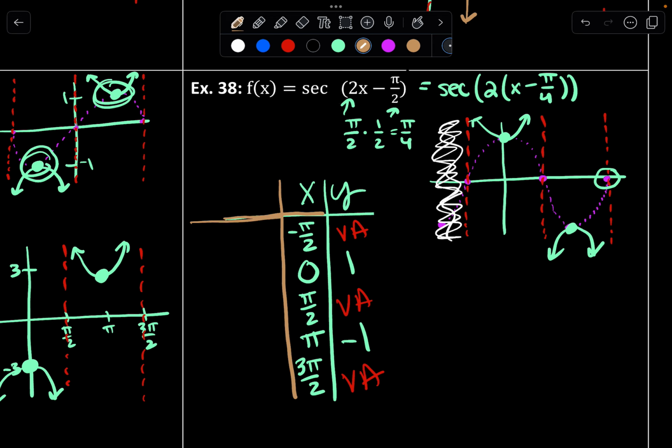Okay, so as far as the domain, we have a b value of 2, which means we have a horizontal dilation with a scale factor of 1/2. So we're looking at a horizontal compression. So we'll have 1/2 times x, and then we have a phase shift or a horizontal translation of pi over 4. It's minus in our function rule, therefore it is going to be shifted to the right.